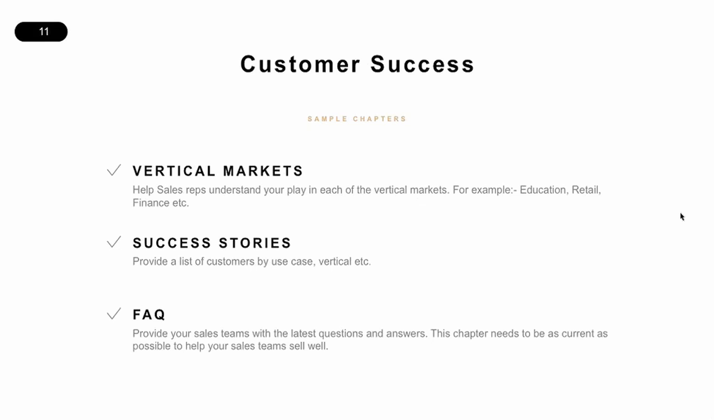Coming on to the customer success, being as detailed as possible, listing your case studies by vertical markets, by solution, by industry. All of this is quite critical in helping your salespeople understand the role you play in each of these places. We have FAQ again repeated here, just in case FAQs are also very vertical or customer specific centric.